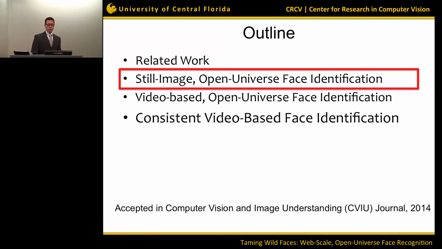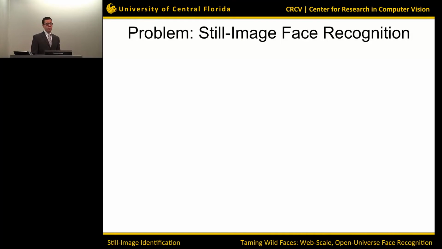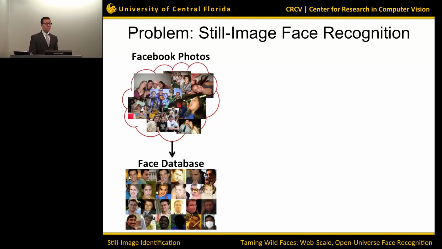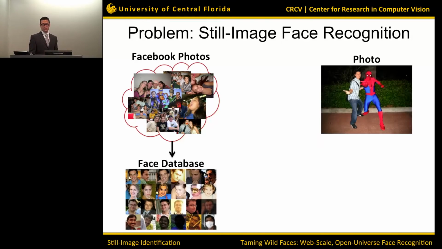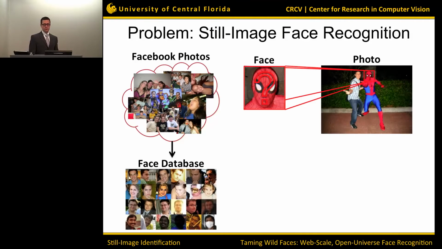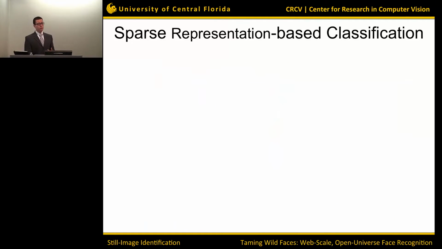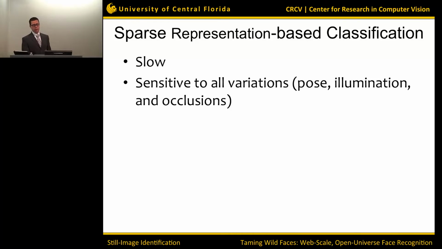So next we move to our proposed method for still image open universe face identification, which was recently published in CVIU. So the problem that we're looking at is still image face recognition. Given some photos from Facebook, we have the tags that we can use for training, and we can use the face detections to do training. And then given a test photo, we can extract the faces, feed it into our system, and hopefully give the correct identity. Now, as we've mentioned before, sparse representation-based classification has two main drawbacks. The first, that it's slow and is sensitive to all the variations in pose, illumination, and occlusions.